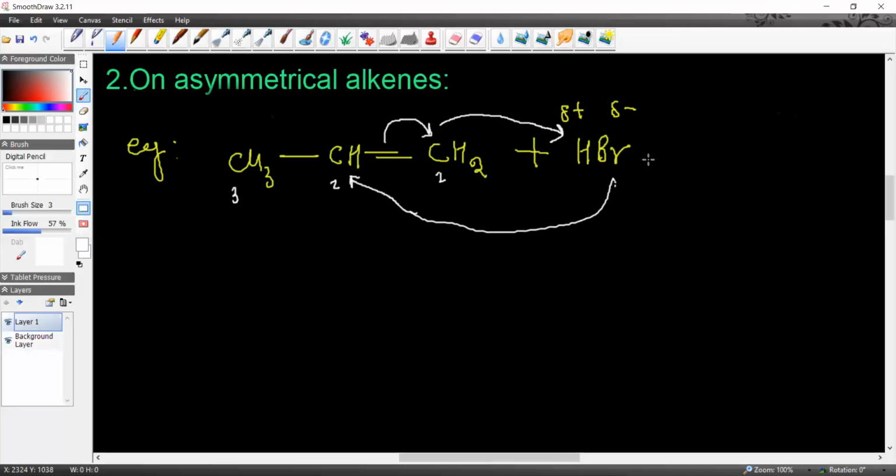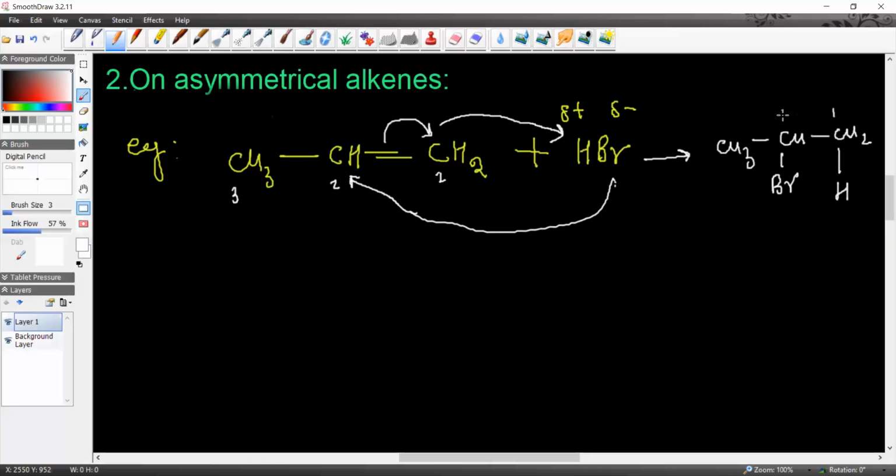And finally, what do we get? Finally, we get CH3, single bond CH, single bond CH2, and single bond H, and here we have a bromine atom. So what is the IUPAC name? Now we have to name the IUPAC name of this compound.